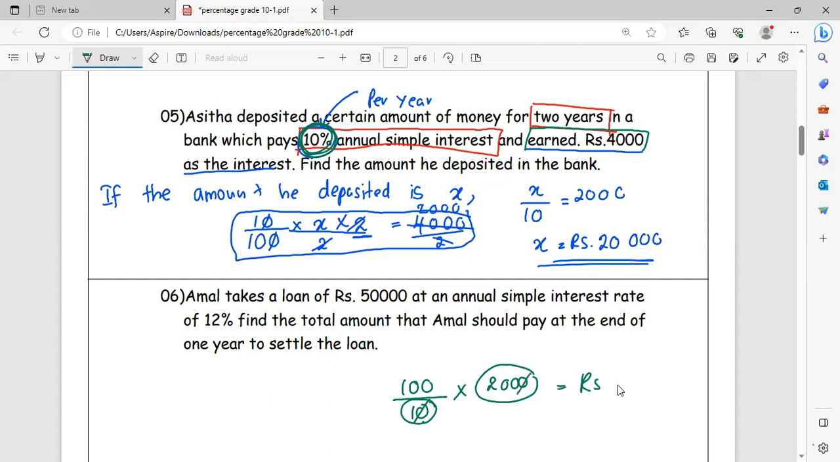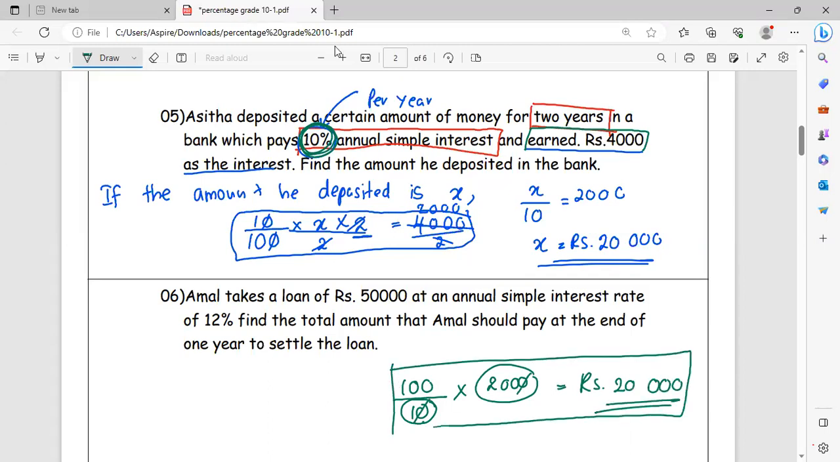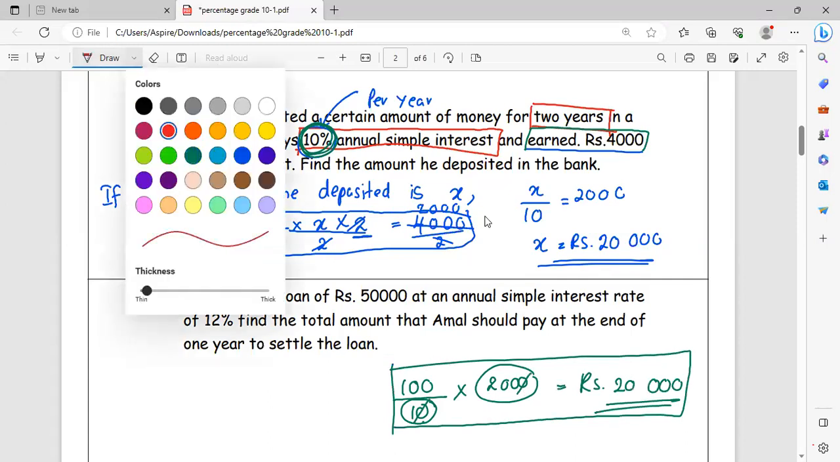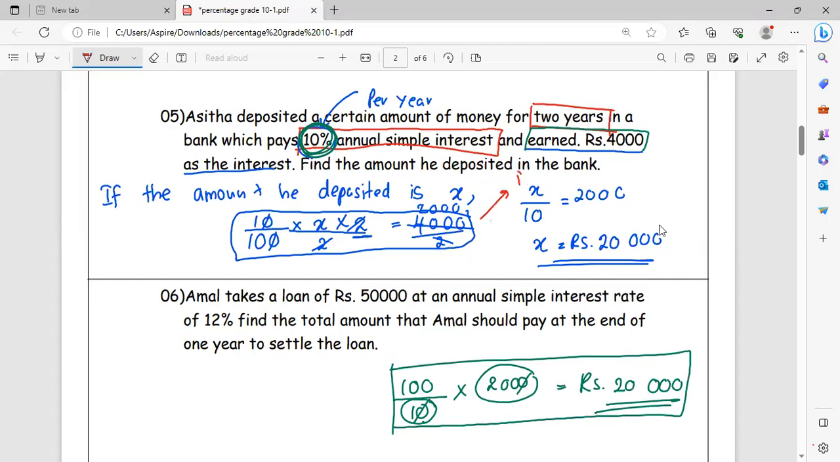Here we obtain the answer as 20,000. Okay. In this way also you can obtain the answer. Then for the calculation 1 mark and for the answer 1 mark, altogether 2 marks for the 5th question. Okay, this is based on the simple interest.